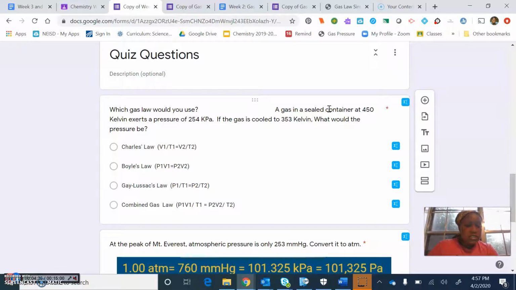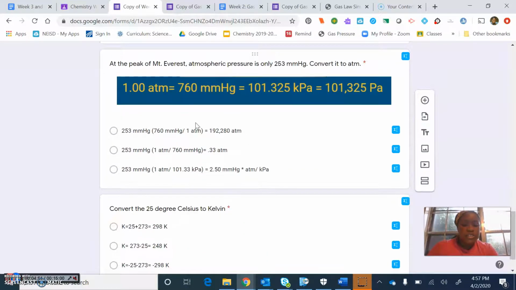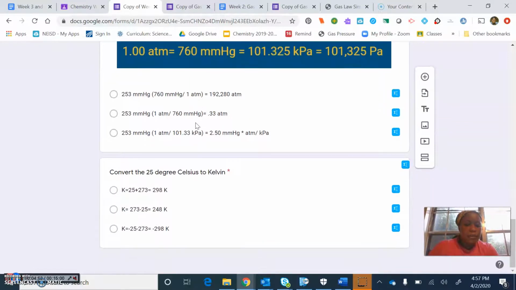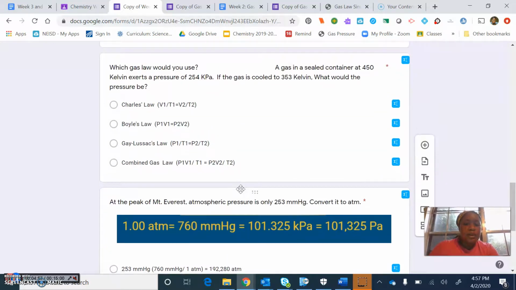So you'll use this information right here to solve these questions. So which gas law would you use? So you've been given the variables of Kelvin and pressure. Kelvin is the same as temperature, so you're looking at temperature and pressure. Which gas law does that pertain to? Then you have a pressure conversion problem and a temperature conversion problem.